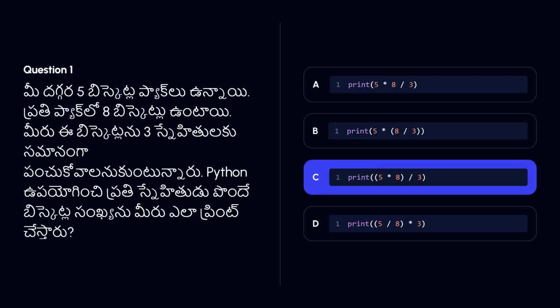The correct answer is option C. First, you need to multiply the number of packs with the number of biscuits in each pack. Then you need to divide it by the number of friends you have. And option C correctly follows this order.